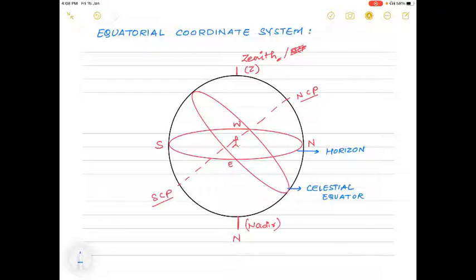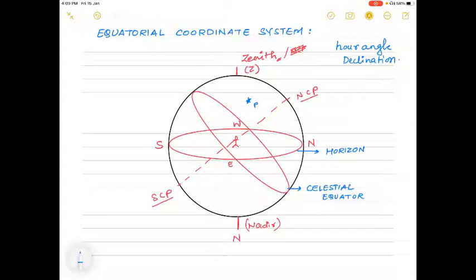Now suppose the star is located here. Now we want to find out the local equatorial coordinates for this star, which is at point, suppose, P. One thing again to remember is that in the local equatorial coordinate system, to denote a star we need two angles. Those two angles are, first, the right ascension angle and second, the declination. Now we will see how to measure the right ascension angle and the declination of the star.